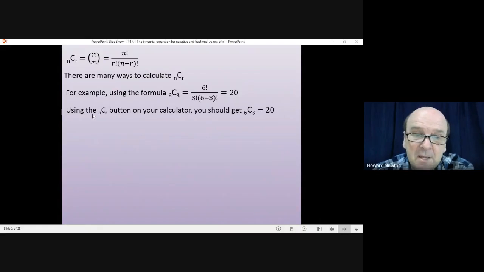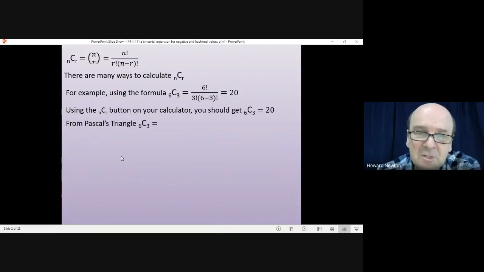Now, as we said, there should be on your calculator, hopefully, an nCr button, and you should be familiar with that. So normally you would press the number 6 first, then you press the nCr button, then you press 3, then equals, and your calculator should give you 20 for the answer.